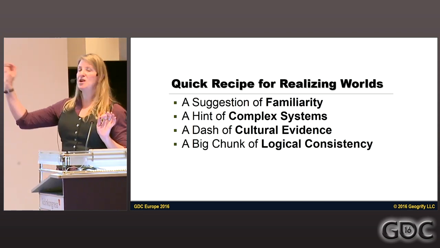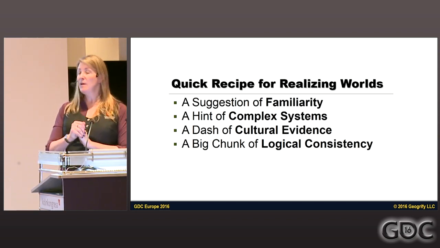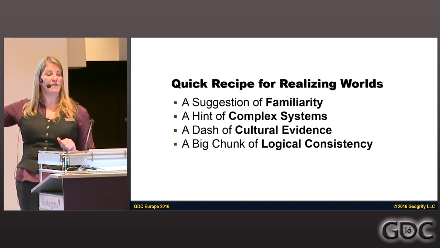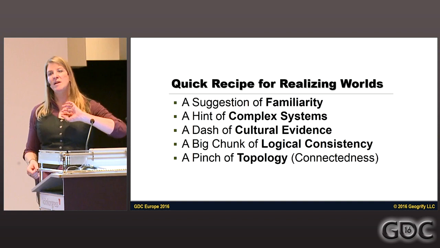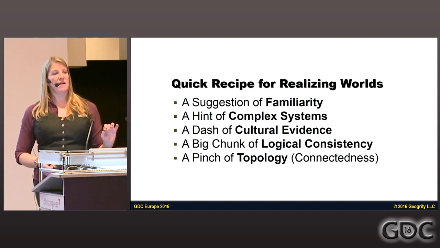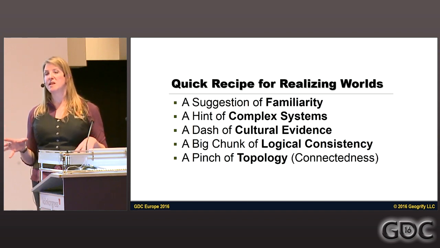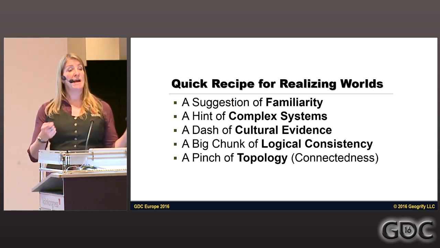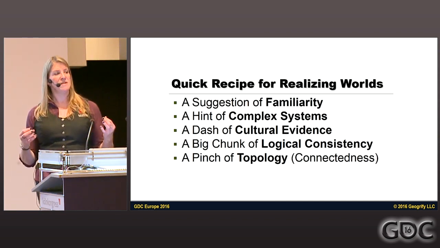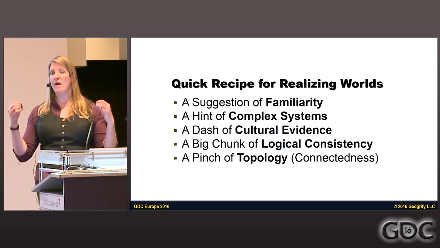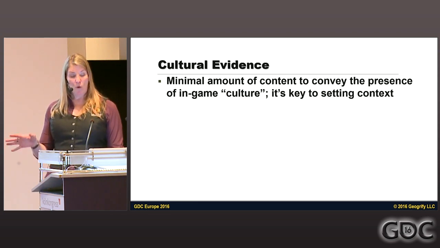And we need a big chunk of logical consistency in the recipe. I'm going to talk more specifically about cultural evidence, logical consistency, and the other one, which is a pinch of topology. Topology means connectedness. If you've heard the term, oftentimes we hear it in network topology, where network engineers talk about the connectedness of devices. In geography, we use topology as a sense of connectedness of things, of attributes, of places. Again, I'll talk about that more.